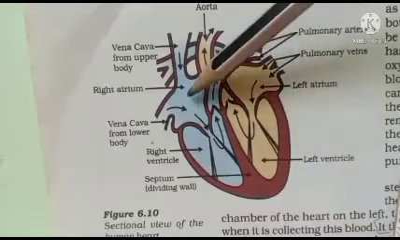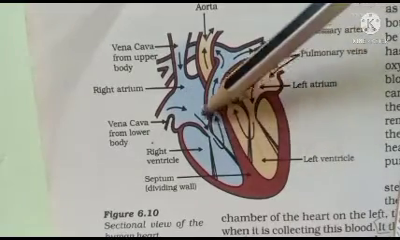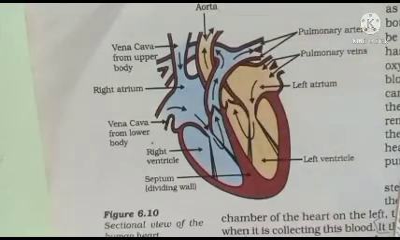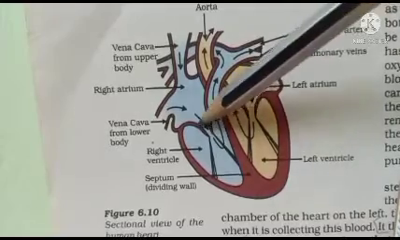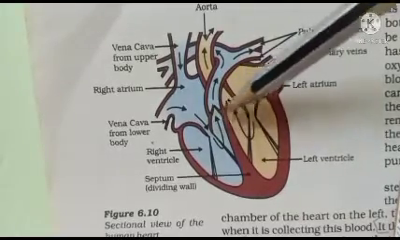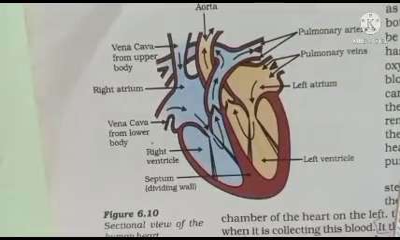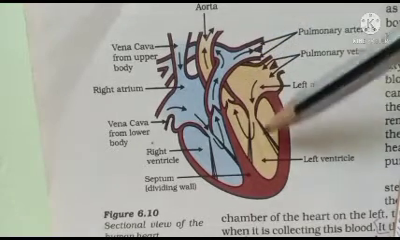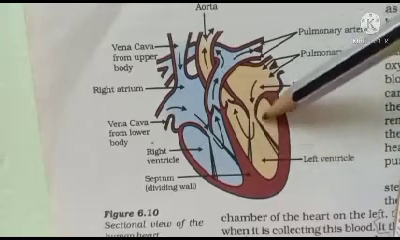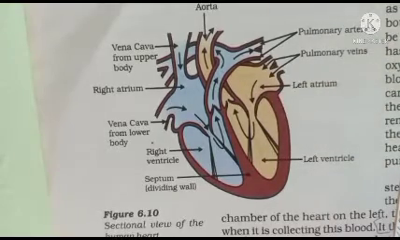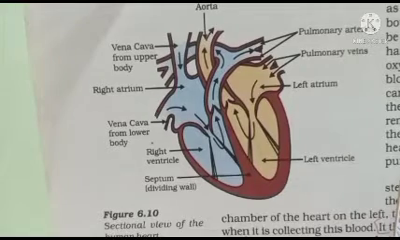The right atrium opens into the right ventricle by the right atrioventricular opening, which is guarded by the tricuspid valve. Tricuspid means 3 flaps of tissue are there. That's why it is the tricuspid valve. And the left atrium opens into the left ventricle by the left atrioventricular opening, which is guarded by the bicuspid valve, which has 2 cusps or 2 flaps.